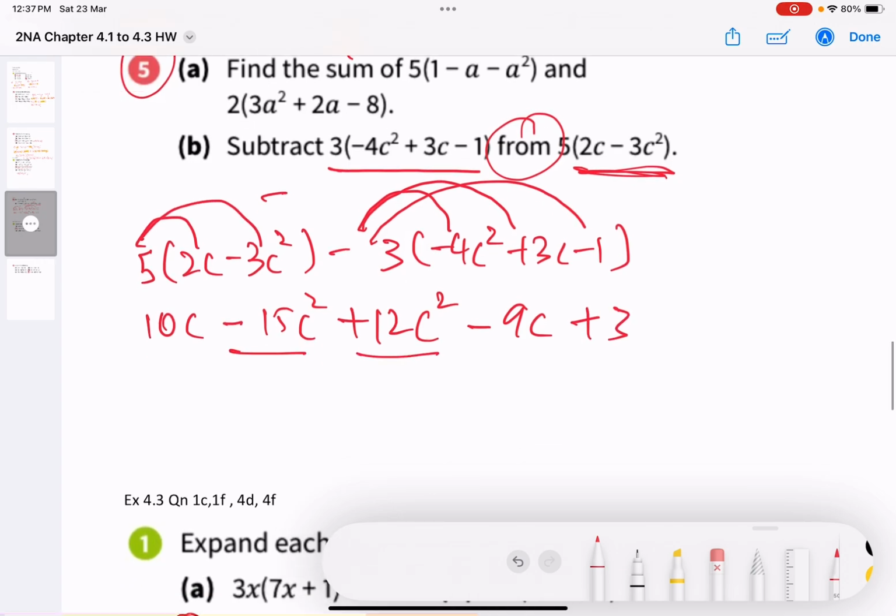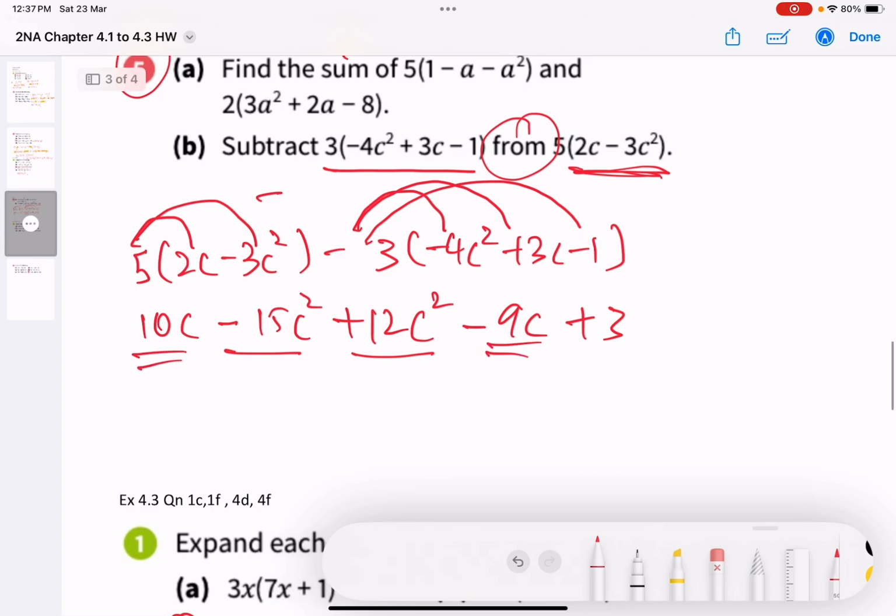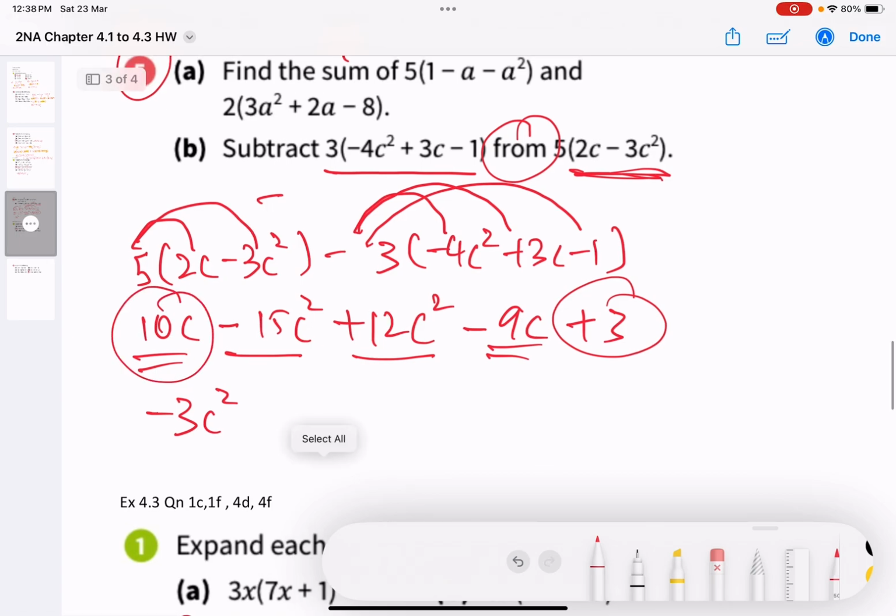So again, combine the like terms. These are like terms, and this is by itself. So negative 15c² plus 12c² gives me negative 3c². 10c minus 9c, so 10 minus 9 just gives me 1c, but I don't write 1, I just write a c, plus the constant by itself. Okay, so this is how I do this question.